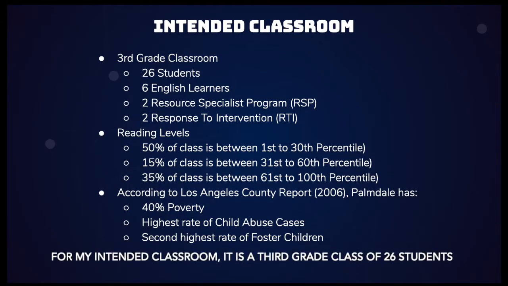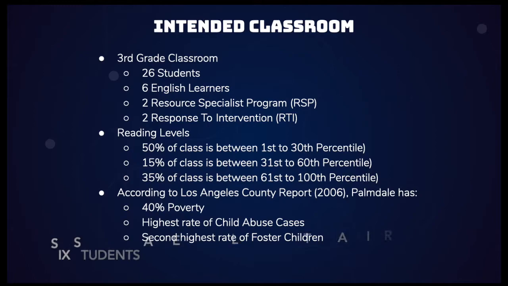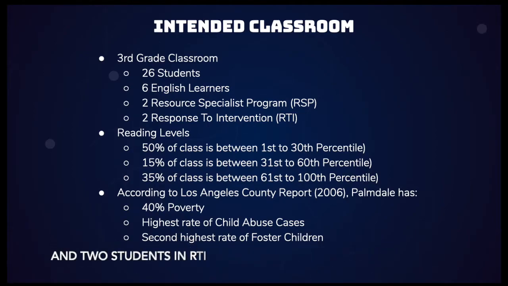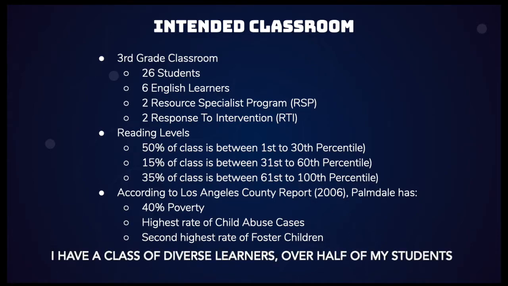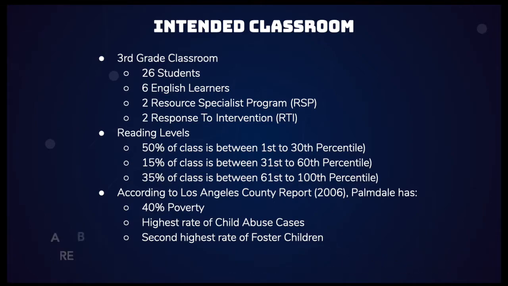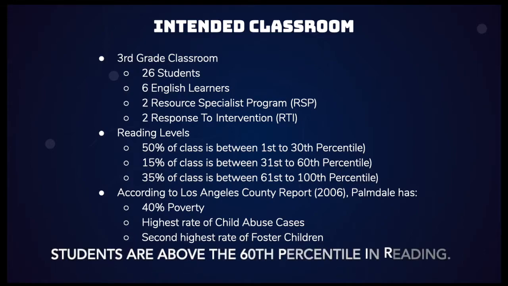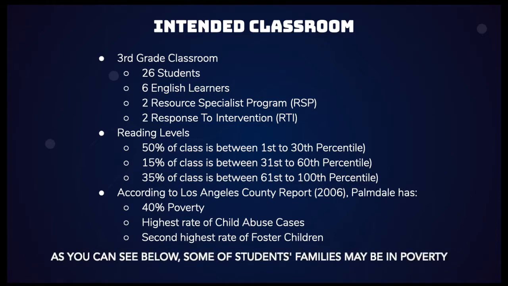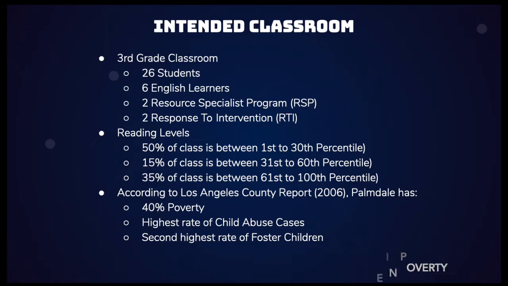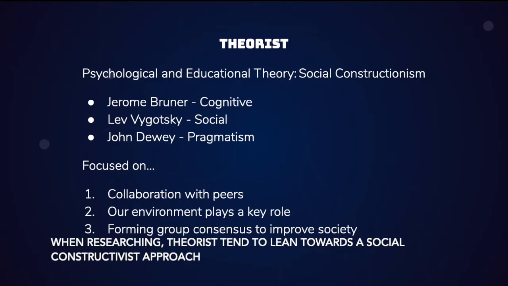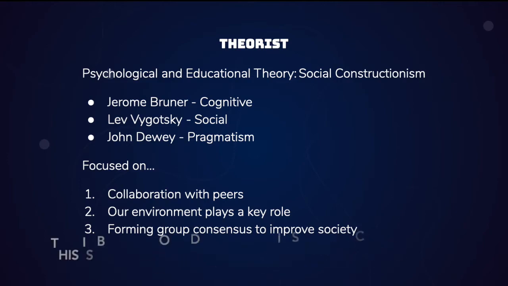My intended classroom is a third grade class of 26 students. Six are English learners, two are in resource, and two students in RTI. I have a class of diverse learners. Over half of my students are below the 30th percentile in reading, and a third of my students are above the 60th percentile in reading. As you can see below, some of my students' families may be in poverty and have experienced a lot of trauma.